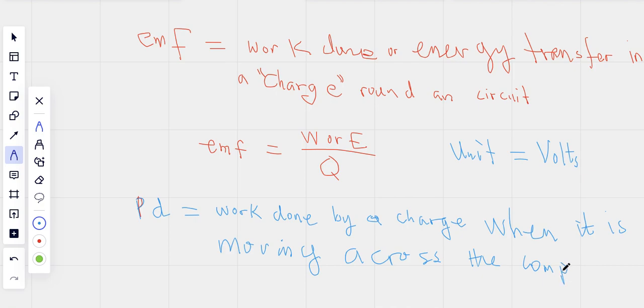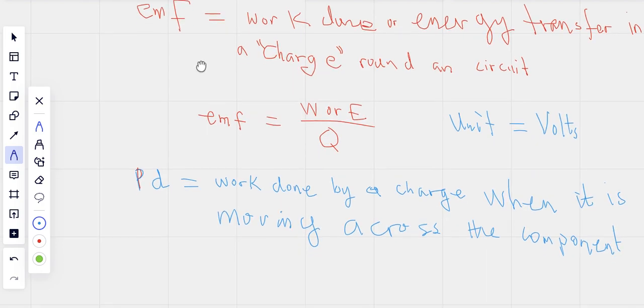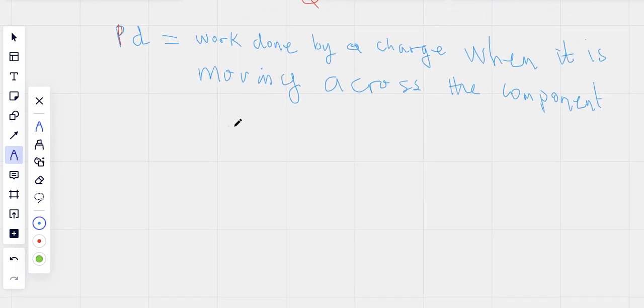Which component? Maybe a resistor. Let's show a circuit component, a resistor this time around. So technically the PD formula is the same, because it's also work done. So work done is either W or E over charge. The formula is numerically the same. Technically there is a difference in the explanation, which you will do at A level, but for this level they are numerically the same.